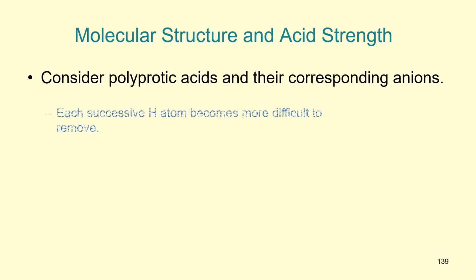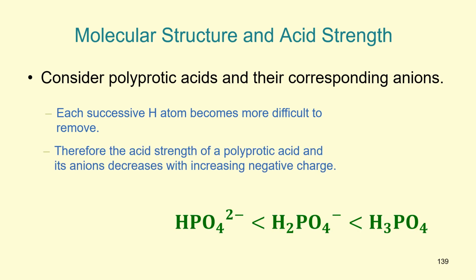And then one last thing to remember, and I said this earlier, is that each successive hydrogen becomes more difficult to remove for polyprotic acids. So with no hydrogens removed would be the strongest, then one hydrogen removed is weaker, and then two hydrogens removed is weaker still. So acid strength will decrease the more negatively charged that ion is.